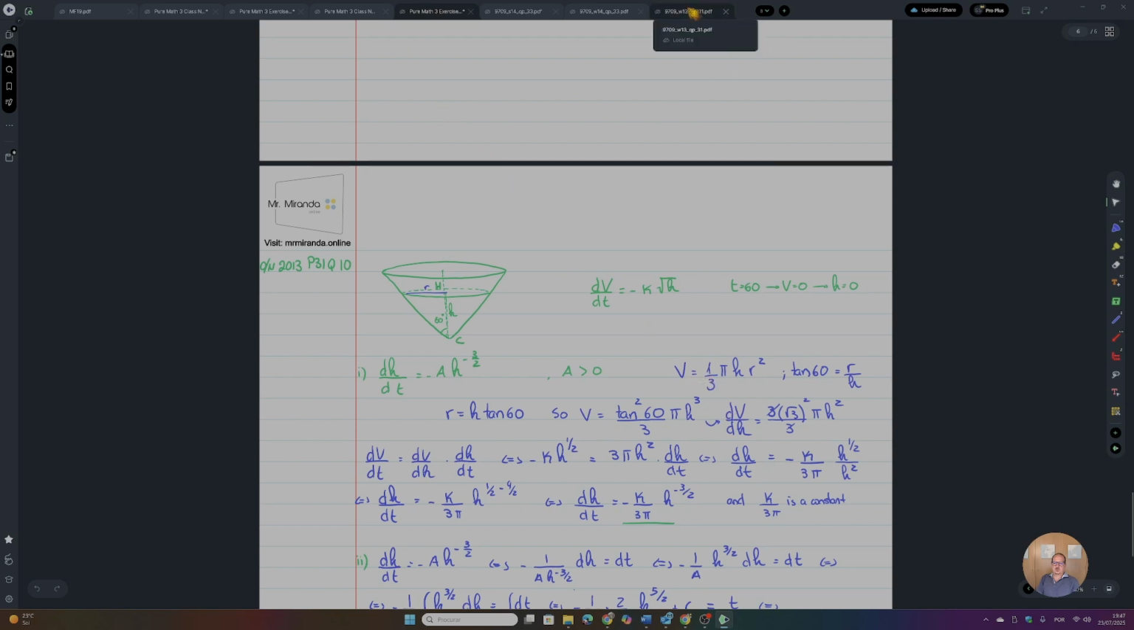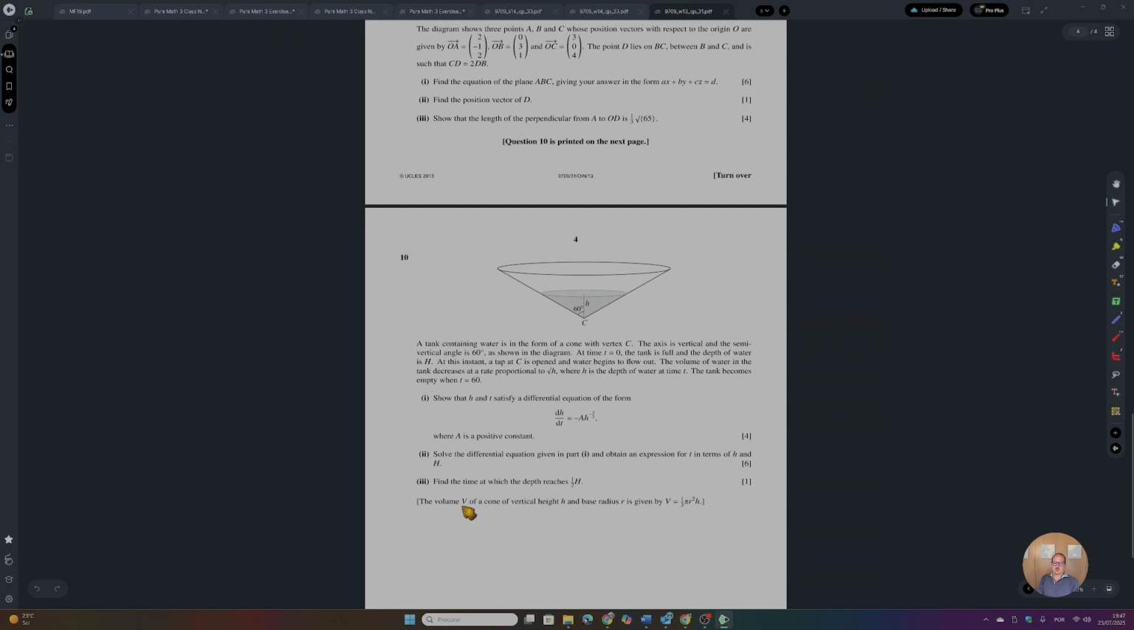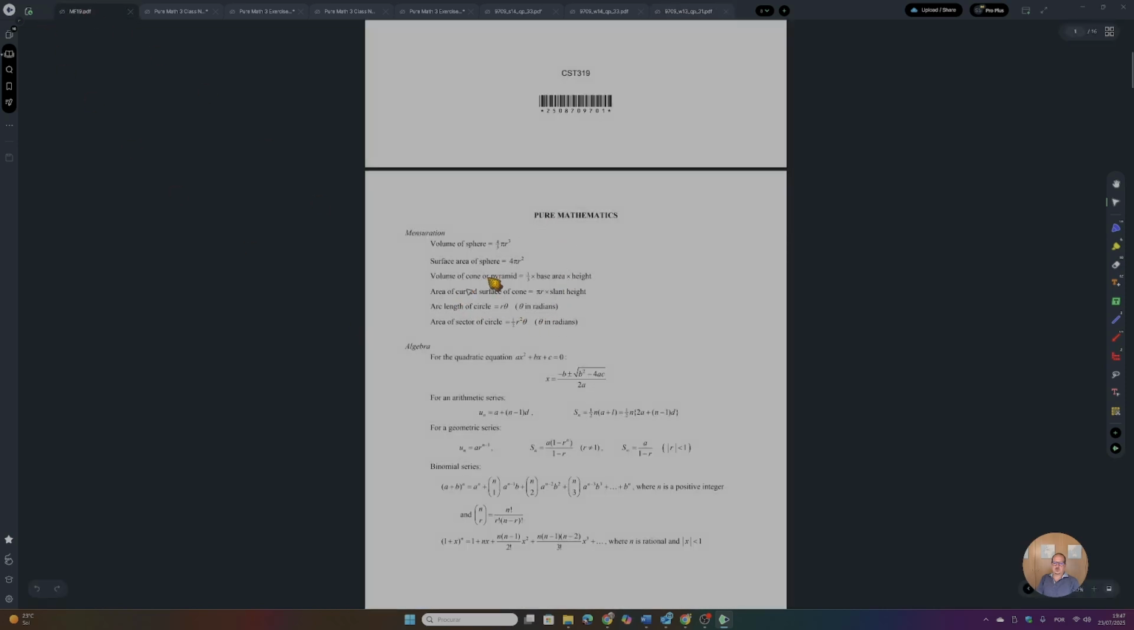What do you know about the V? The question actually tells you at the end. The volume V of a cone of vertical height h and base radius r is given by V equals 1/3 of pi r squared h. This is actually part of the MF19, as you can see here. Okay, base area times height. The base area in this case being a circle.